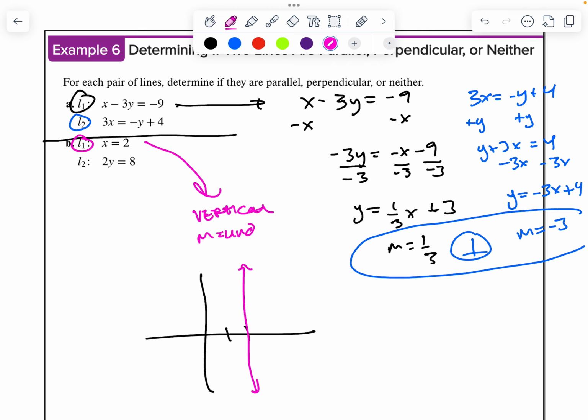All right, 2y equals 8. That's the same thing as y equals 4 if we divide by 2 on both sides. We have just a y and no x. This is going to be a horizontal line, and our slope here is 0. Y equals 4 looks like this.